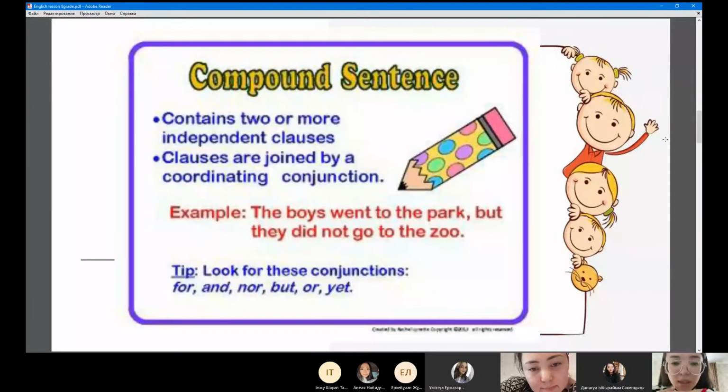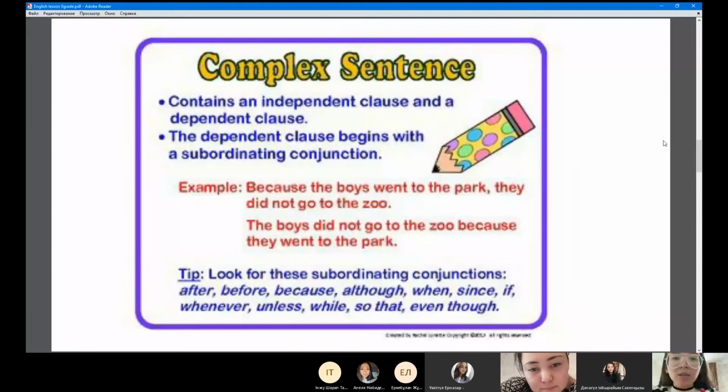And the next one is complex sentences. A complex sentence contains an independent clause and a dependent clause. A dependent clause begins with a subordinating conjunction. For example, because the boys went to the park, they didn't go to the zoo. The boys didn't go to the zoo because they went to the park. And look for these subordinating conjunctions: after, before, because, when, since, and so on.